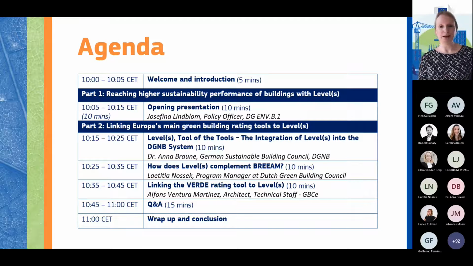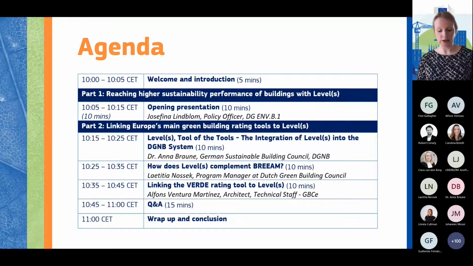Before we go into that active bit, here is a bit of an outline of the agenda. We're in the middle of the welcome and introduction, but then we're already going into our first part, which is a scene-setting presentation by Josephina Lindblom on how to reach higher sustainability performance of buildings with the help of Levels. So we have a 10-minute presentation by Josephina, setting the scene, framing the second part of today's webinar, which is 3 consecutive presentations from 3 great speakers that are joining us today.